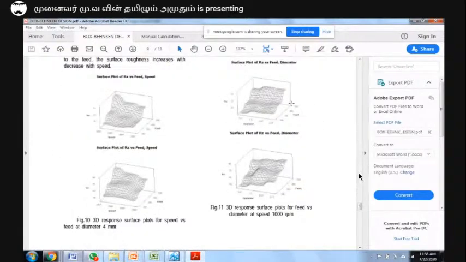The author has given a gray color graph rather than the color graph. The author has given gray color.